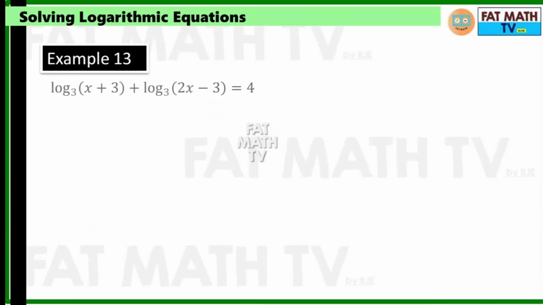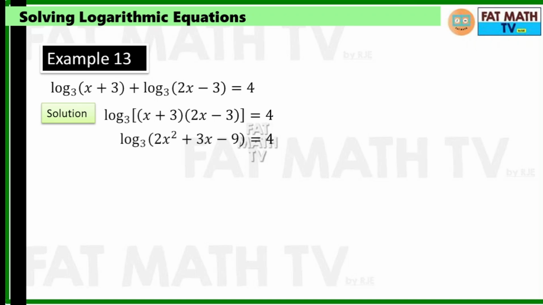Example number 13. We have logarithm of x plus 3 to the base 3 plus, this time plus, logarithm of 2x minus 3 to the base 3 equals 4. So if it's the sum of logarithms, you can condense that as a logarithm of a product. Logarithm of the product of x plus 3 and 2x minus 3. Just do some multiplication there. You will get 2x squared plus 6x minus 3x. So that's positive 3x. And then minus 9.